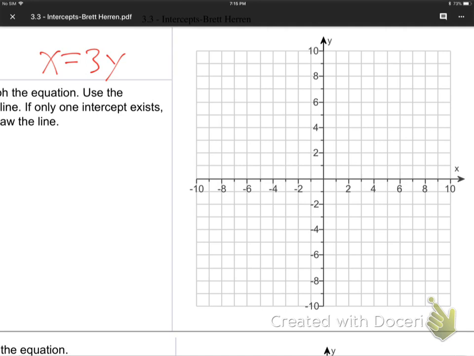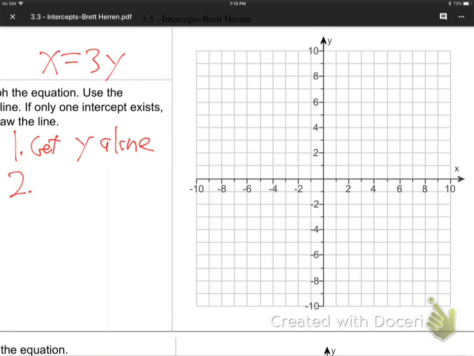So what's the general game plan? What do you always do? Remember last time we were talking about our strategy. What's the first step? Get y alone, remember? What number is this? I forgot. Is it 9? 8? Number 8. You sure? Yeah, that was 9. All right, so x equals 3y.